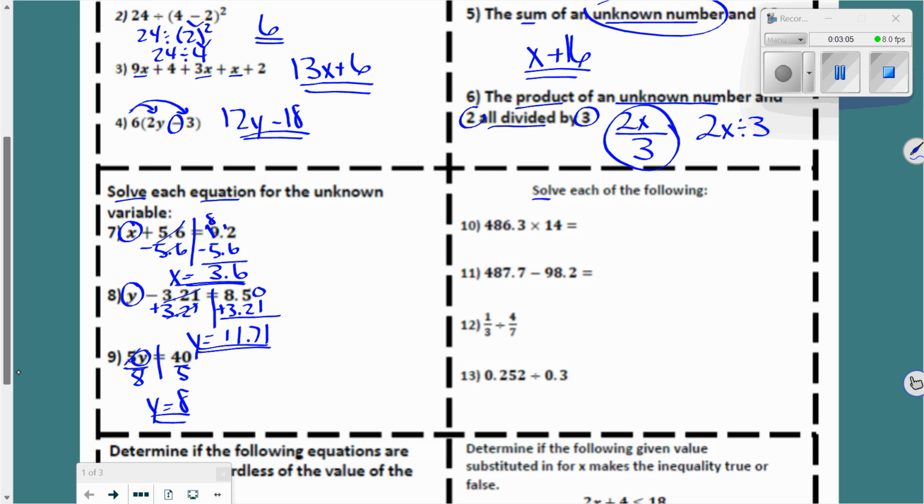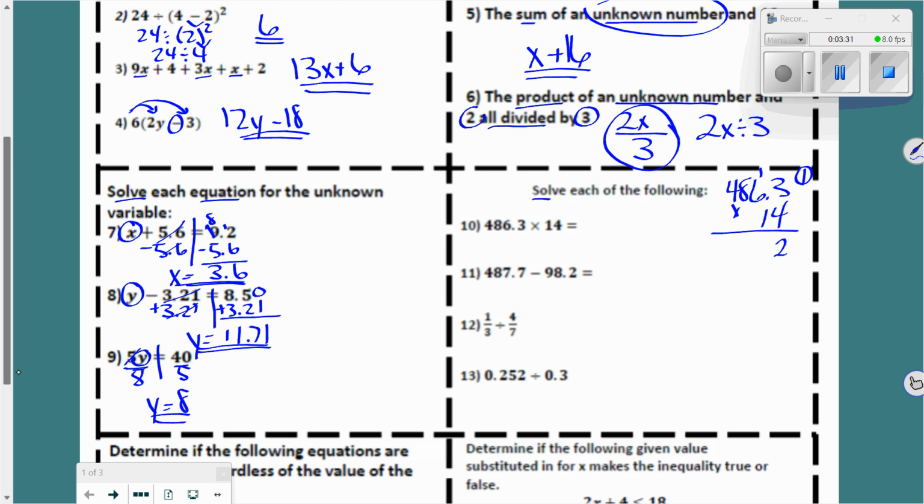Solve each of the following. So now we're just doing the math. So we're doing different operations, decimal and fraction. First one, multiplying decimals. So 486 and 3 tenths times 14. I have 1 decimal place. The multiplying rule is I just count it and then I multiply 4,863 by 14. And then I'll put the decimal back in the answer. So we just go through our process.